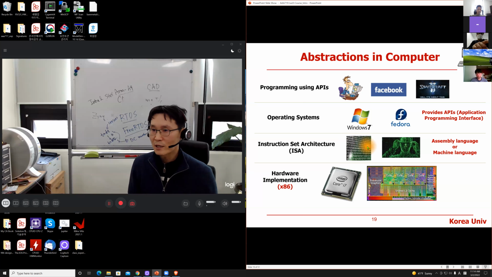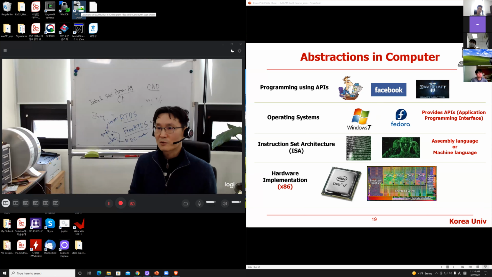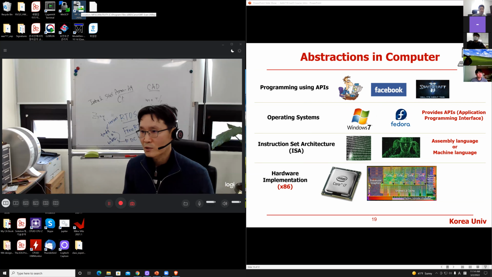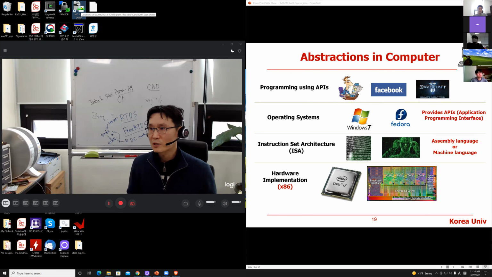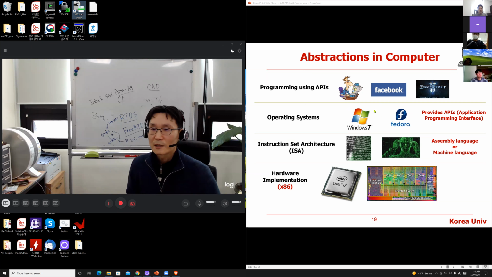That is why the computer provides another abstraction layer called the operating system, right? Windows and Linux. So your job is just to click on that icon, and then you can surf the web, watch movies, listen to music, and so on. On top of that, you can write programs, enjoy gaming, do SNS, and so on.